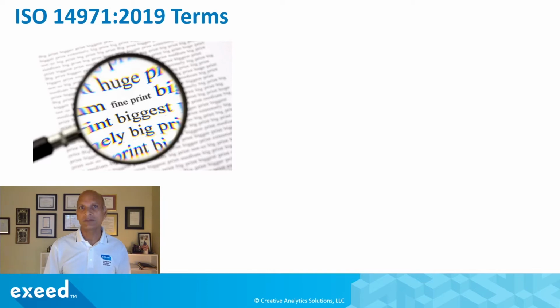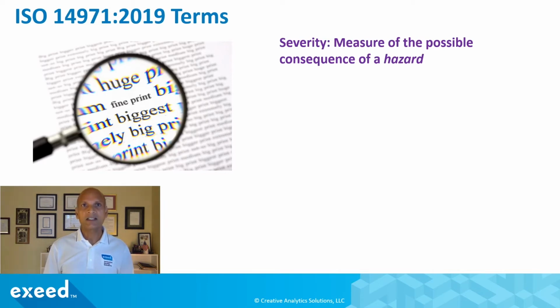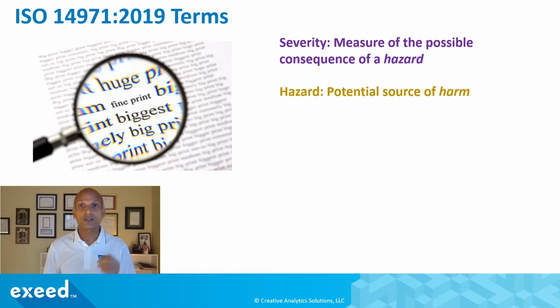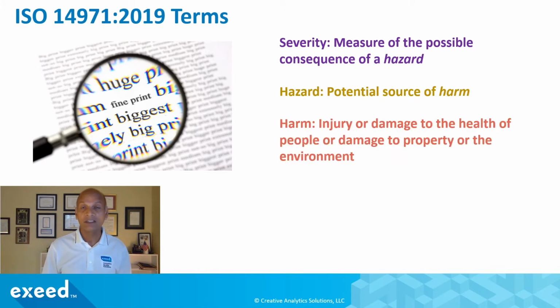First, let's look at the terms. Severity is defined in ISO 14971 as a measure of the possible consequence of a hazard. So what's a hazard? Well, hazard is a potential source of harm. Okay, so what's harm? Injury or damage to the health of people or damage to property or the environment.